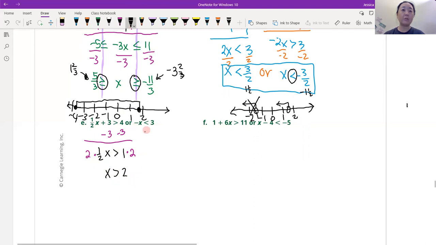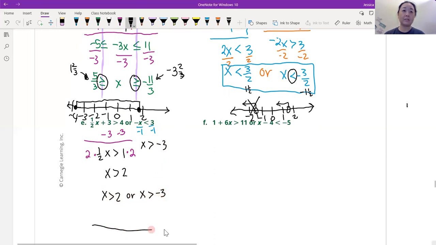Now we're going to do the one on the right. Here I have a negative x. I want to get rid of the negative, not the x. We're just going to divide by -1. And then I'm going to have x, remember we've got to flip it, is greater than -3. So the way I write this is x is greater than 2, or x is greater than -3.